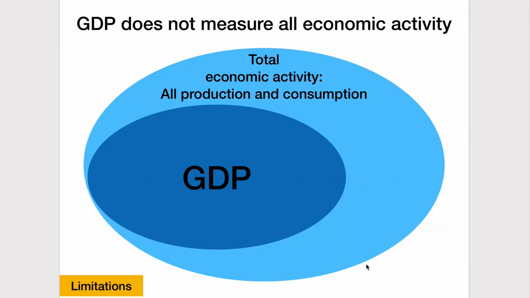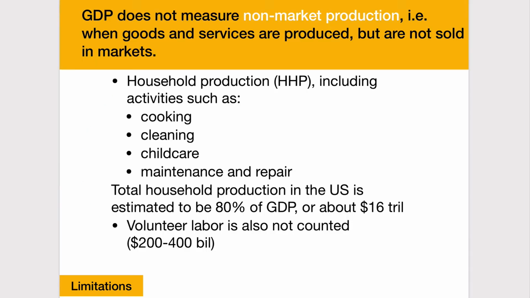Okay, so first thing, let's talk about the limitations. GDP simply does not measure all economic activity. So if this light blue area represents the total of all economic activity, that is all production and consumption, GDP is only a subset of that. It's only a fraction of that. Why is that? Well, one reason is that GDP does not measure any non-market production. So what that means is when goods and services are produced but are not sold in markets.